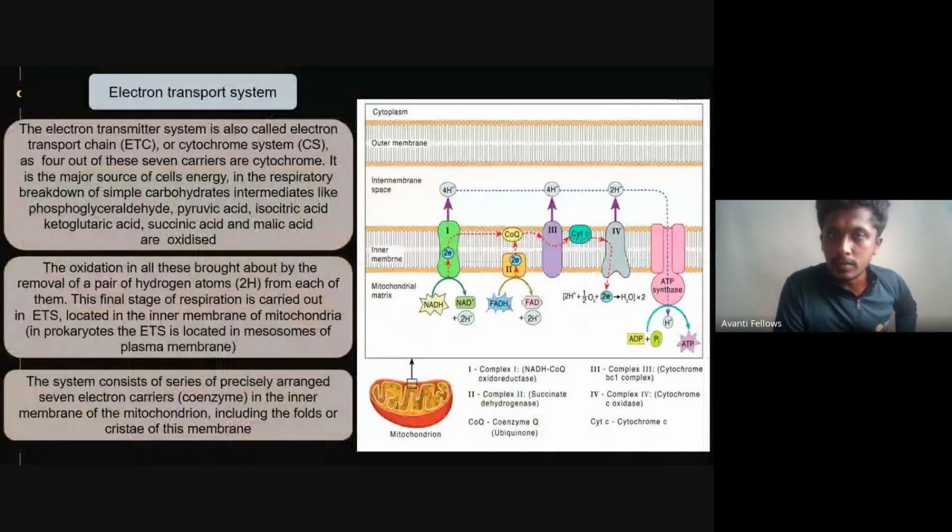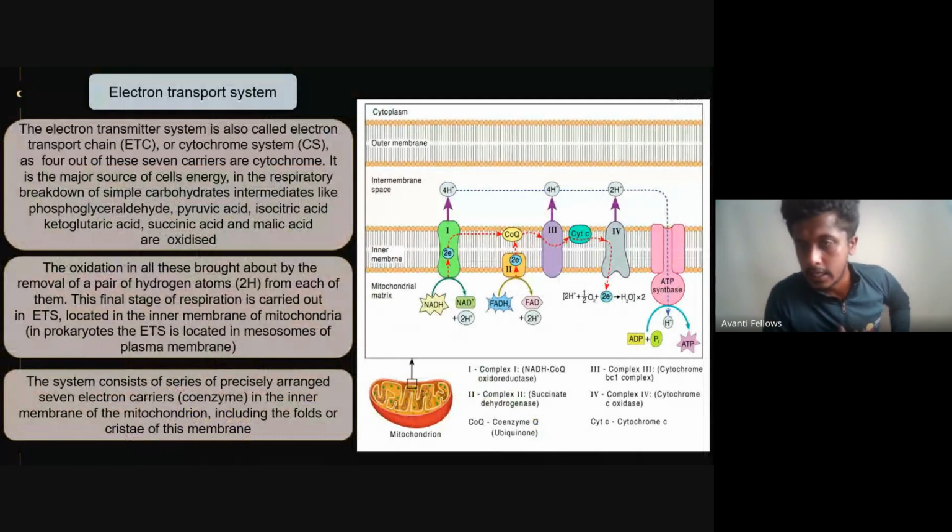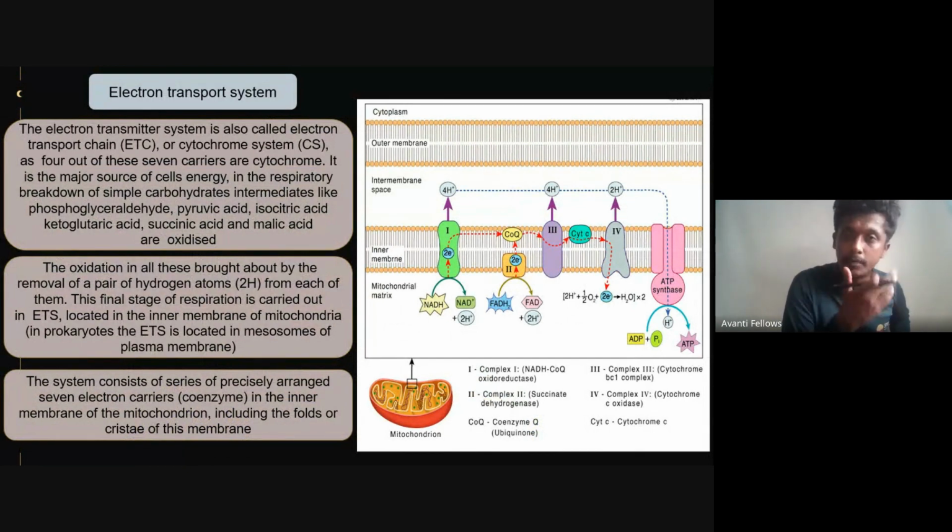Now, the outcomes of the Krebs cycle. As I have told you, the energy that is stored in the form of NADH and FADH2 is used for the production of energy. So what happens here? If you look at the structure of our mitochondria, the mitochondria has the outer membrane. This is the outer membrane of the mitochondria, and this is the inner membrane of the mitochondria. See, outer membrane, inner membrane.